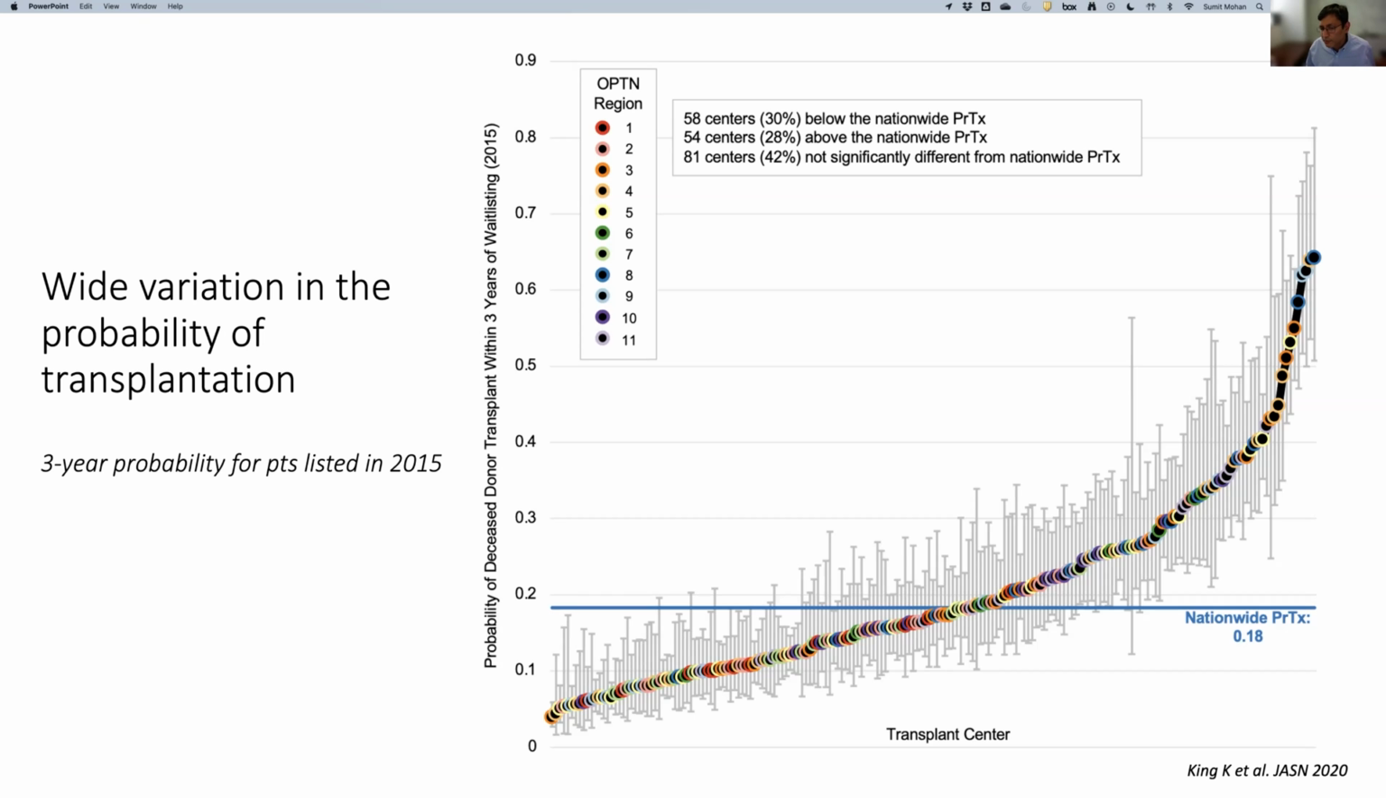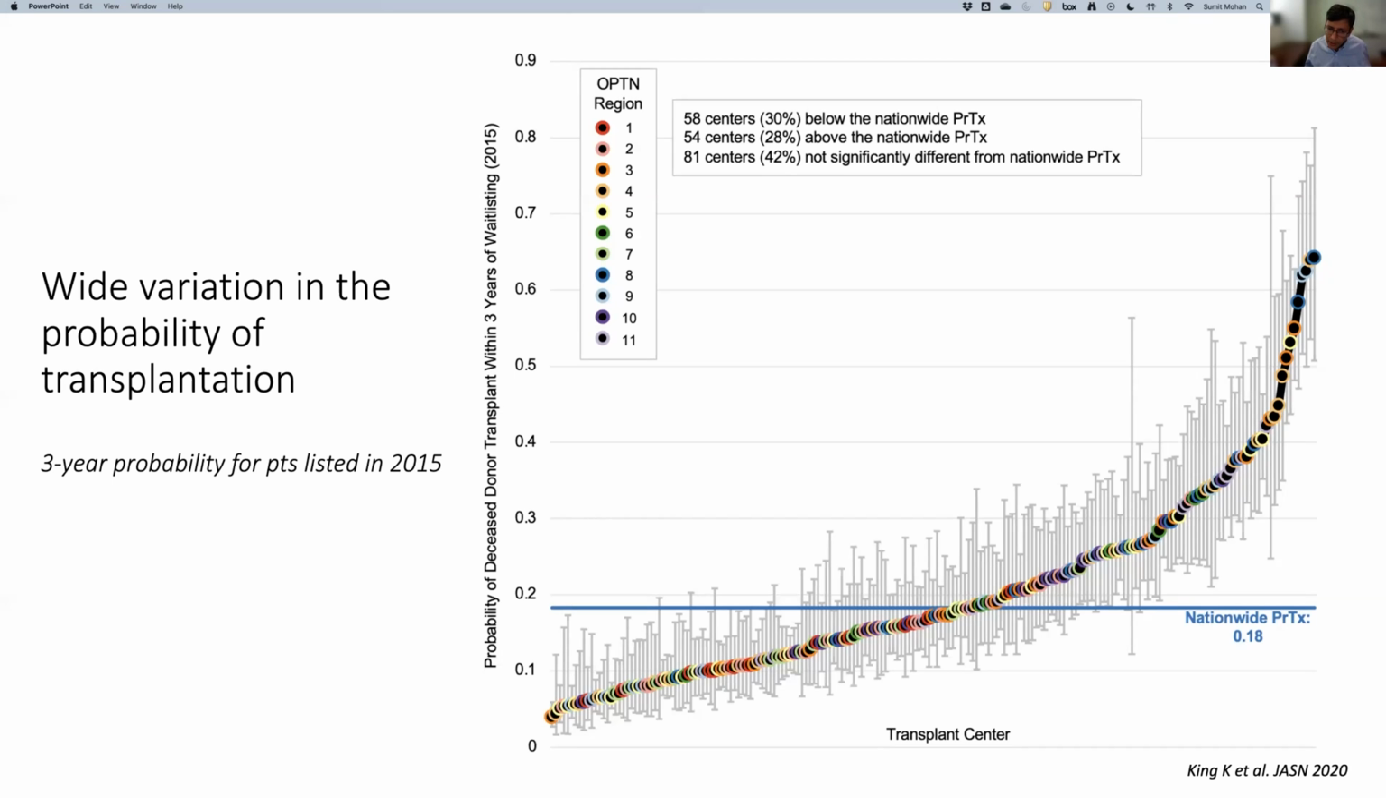But if the center has the ability to turn down organs, what we end up with is this system where some transplant centers are accepting a lot of organs, and so the probability of getting a transplant when you are waitlisted with them is very high. And some centers turn down a lot of organs, so when you are waitlisted with them, your probability is very low. So when you looked at 3-year probabilities for patients who were waitlisted in 2015 in the new allocation system, the probability went from 4% to 64%. That's a 16-fold variation in the probability of transplant.